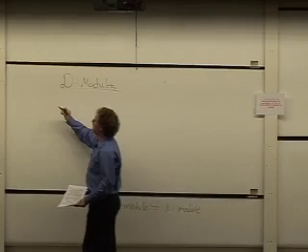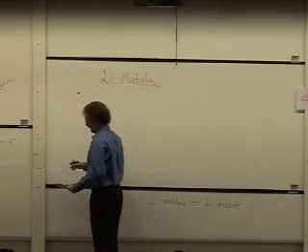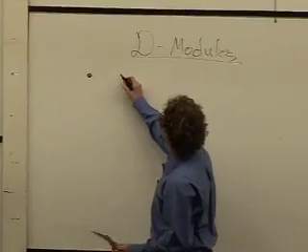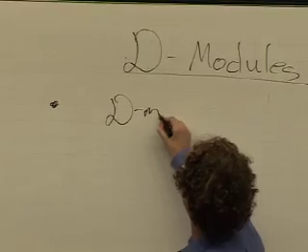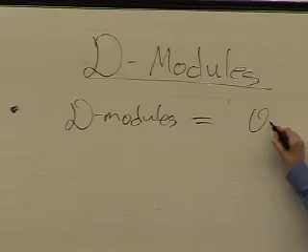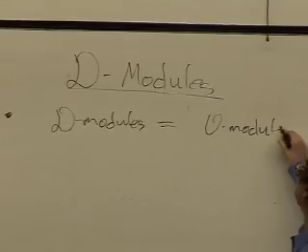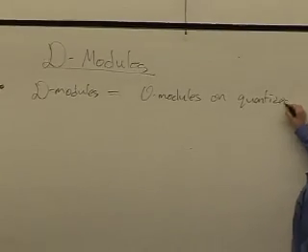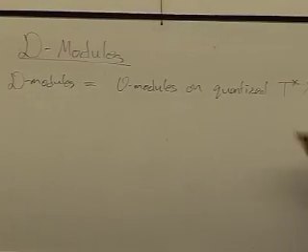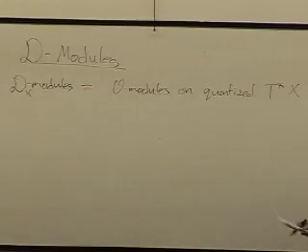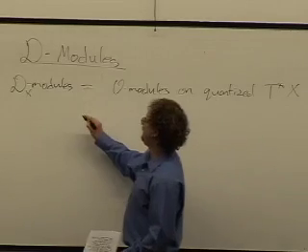So now the second picture I want to give is that D modules are something like O modules on a non-commutative space, on the quantized cotangent bundle of X. So this is the second picture I want. It's a kind of a non-commutative picture of this. So what does this mean?